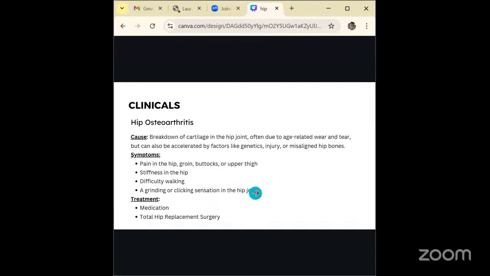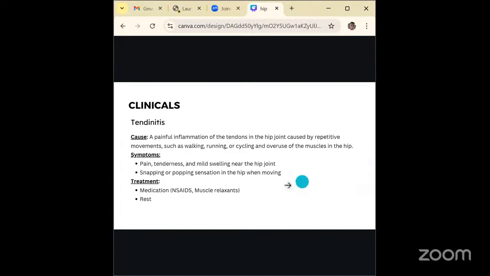And then other ones include osteoarthritis. I don't want to spend so much time on this, so I'm just going to walk through it. This is just as a result of wear and tear. It happens very commonly in elderly people. You notice pain, stiffness, and difficulty in walking. So some NSAIDs, and sometimes surgery, can be done to correct it.